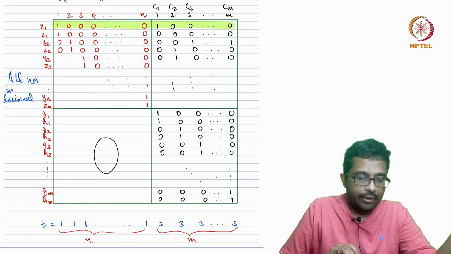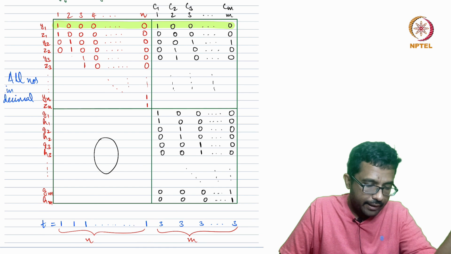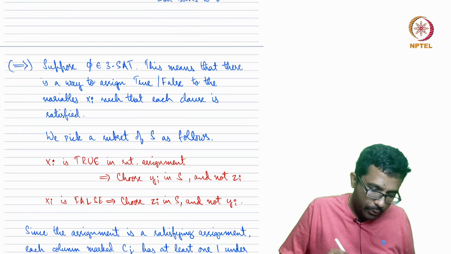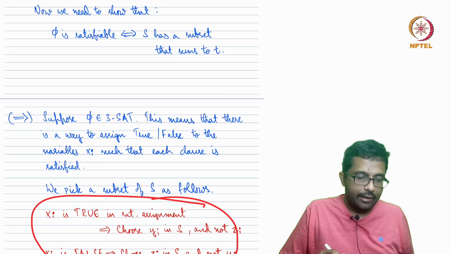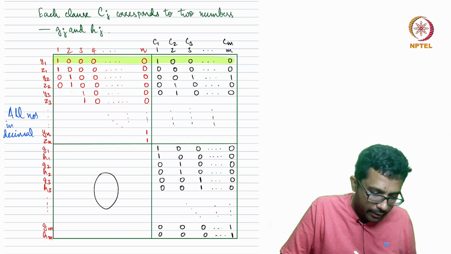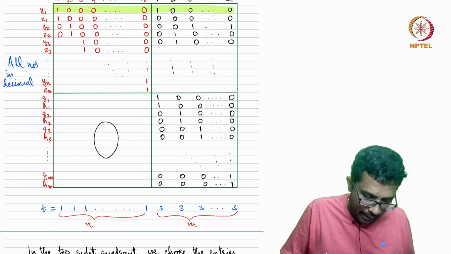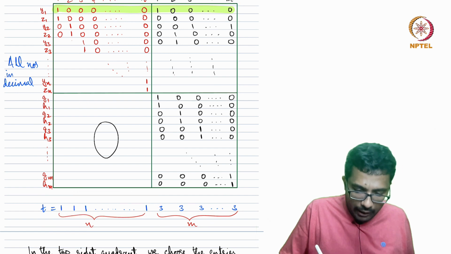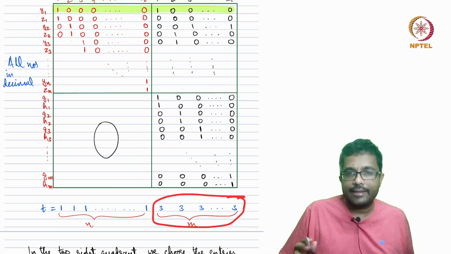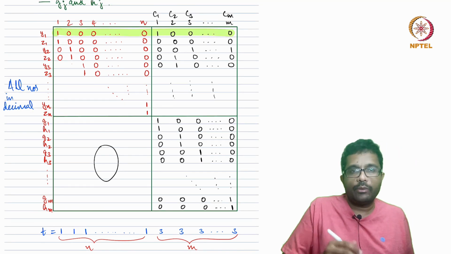Similarly for y2, z2 and so on. If x2 is true in the satisfying assignment, we pick y2 and not z2. If x2 is false in the satisfying assignment, we pick z2 and not y2, right? And that is the rule of picking which elements in. So that will tell us how to pick y1, z1. So for each i, we pick exactly one of yi or zi, right? So that will take care of this part of T. Now we have to handle this part of T, the trailing threes. How are we going to get this sum? So we have told how to pick n numbers from y1, z1, y2, z2 and so on.